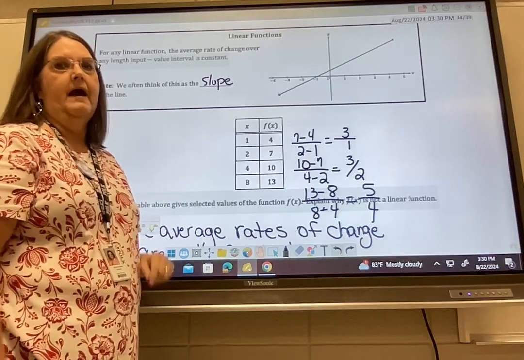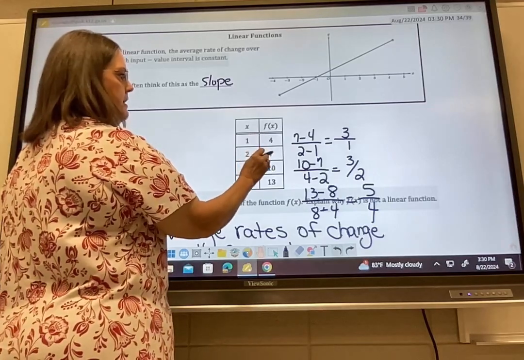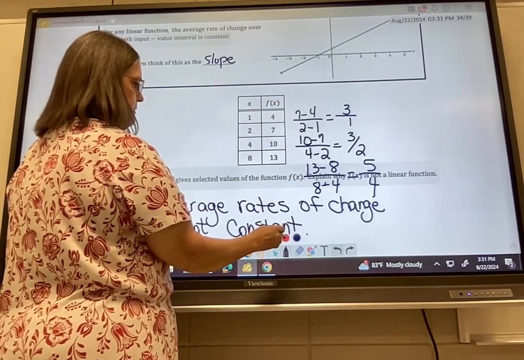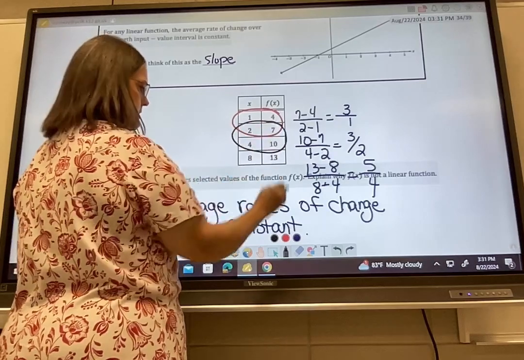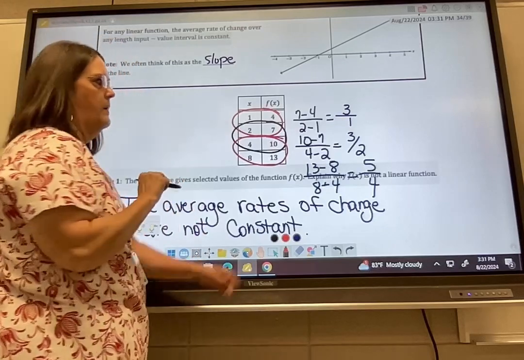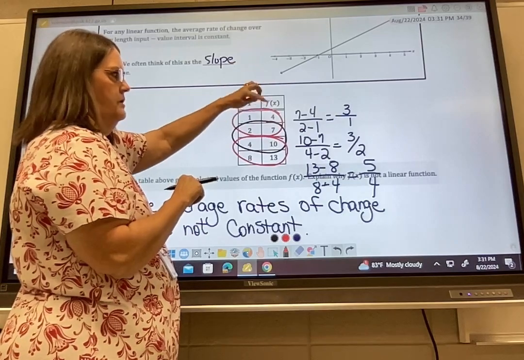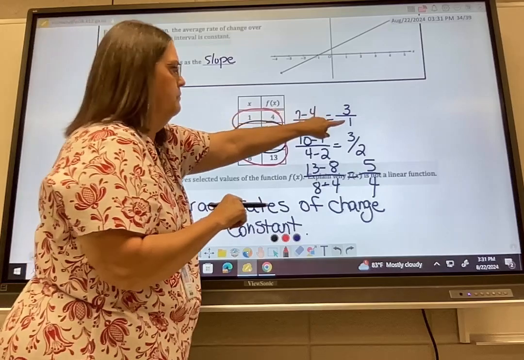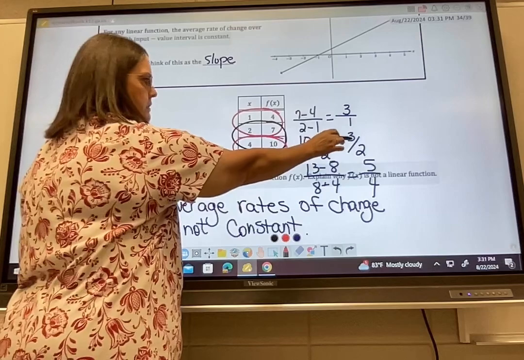So we have to do the average rate of change for each, like I want to do it for these two, I want to do it for these two, then I will do it for these two, then I will do it for these two, like that. So I did the y values, y2 minus y1 over x2 minus x1. So 7 minus 4 over 2 minus 1 is 3 over 1. Then 10 minus 7 over 4 minus 2 is 3 over 2.